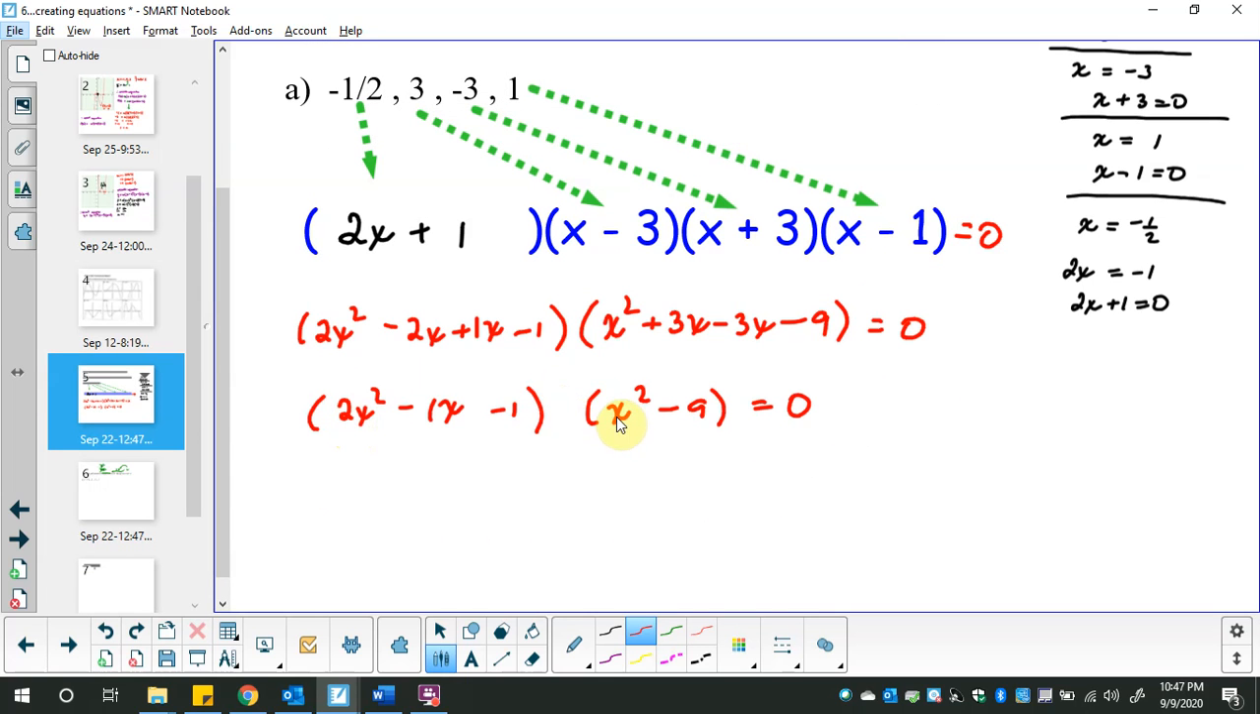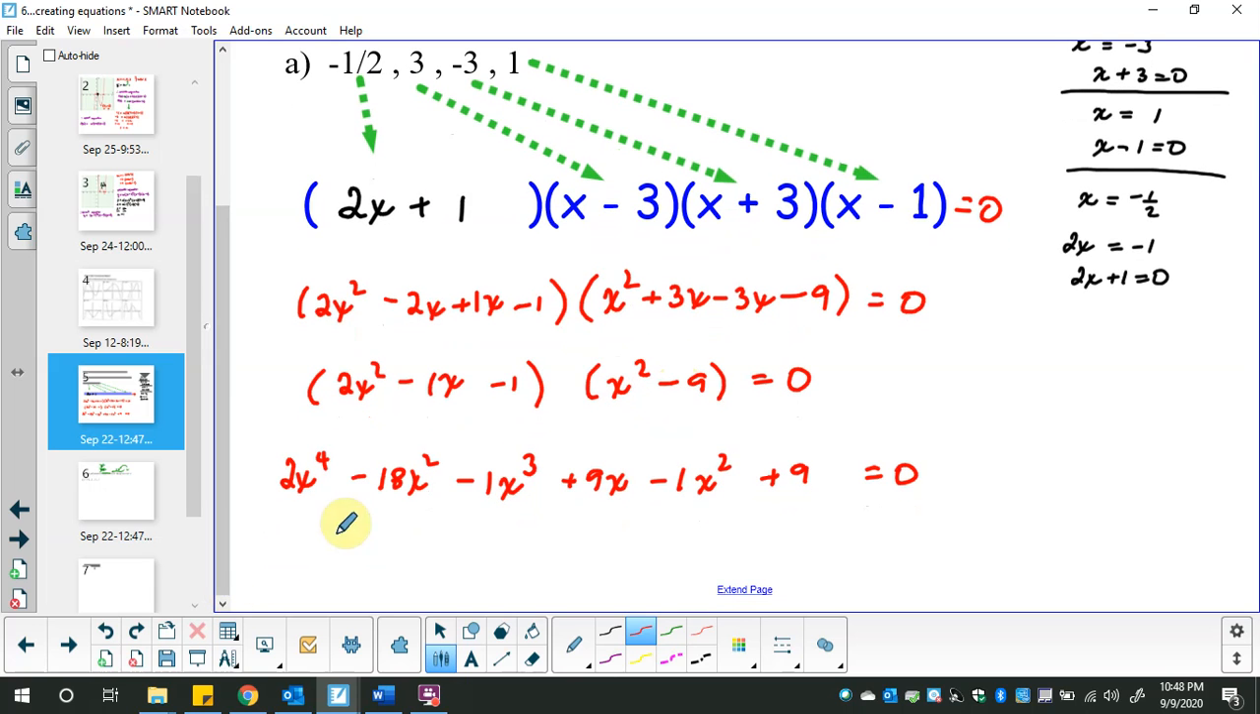So 2x squared times x squared is 2x to the 4th. 2x squared times negative 9, negative 18x squared. Negative 1x times x squared is negative 1x cubed. Negative 1x times negative 9 is positive 9x. Negative 1 times x squared is negative 1x squared. Negative 1 times negative 9 is positive 9 equals 0. Just to double check, I've got 3 terms multiplied by 2 terms, which means I should end up with 1, 2, 3, 4, 5, 6 terms before I collect like terms.